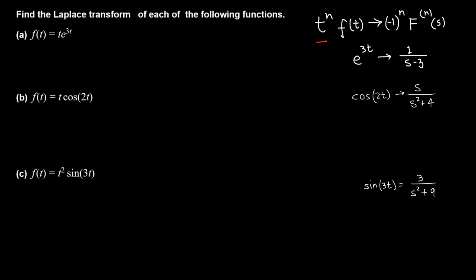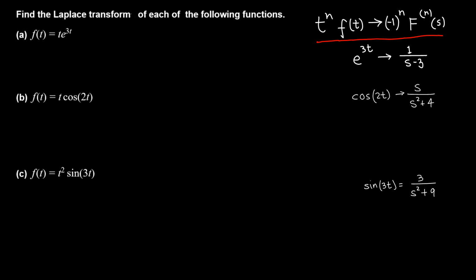When we have t raised to some power times a function, then the Laplace transform will be -1 raised to n. For just t, it means -1 raised to 1, and we find the Laplace transform of f, which is uppercase F, and take the nth derivative. For t squared, take the second derivative of the Laplace transform of f, and -1 raised to 2.